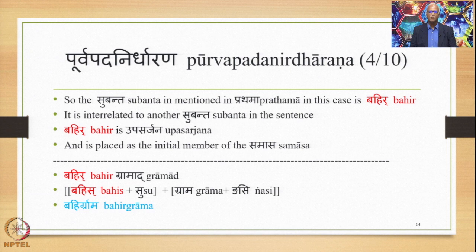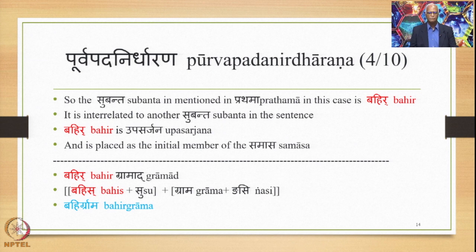So even if we say gramat bahir or bahir gramat, when we start the process of compounding, the laukika vigraha that we follow is bahir gramat, which gets transformed into bahis plus su and grama plus ngasi. Now the alaukika vigraha is the starting point of the derivation of samasa, and in this the purvapada gets determined because of the term upasarjana, which is defined in prathama nirdishtam samasa upasarjanam.